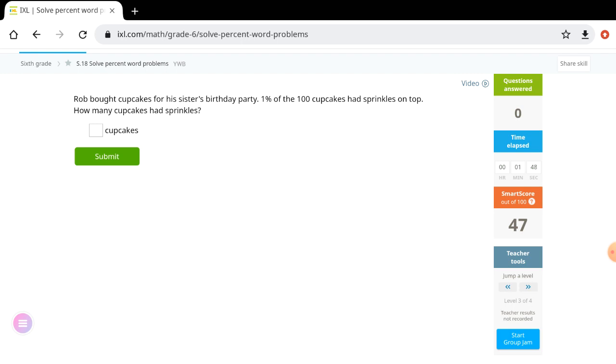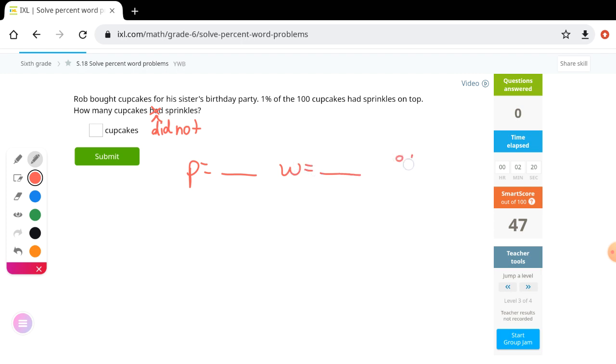Okay, Rob bought cupcakes for his sister's birthday party. 1% of the 100 cupcakes had sprinkles on top. How many cupcakes had sprinkles? Let's change this to how many cupcakes did not have sprinkles, because you will see some like that. And again, these numbers are pretty easy, but part, whole, percent.